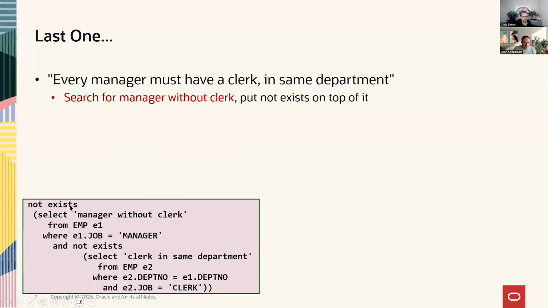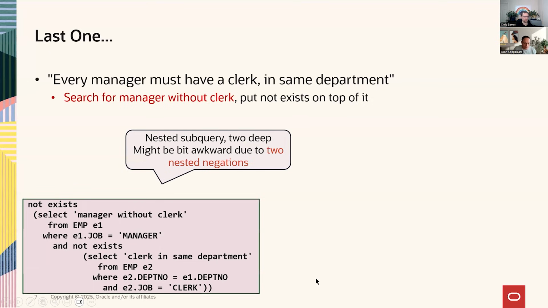Managers without clerks are not allowed to exist because there must always be a clerk, so I'm sticking the top level not exists on top of it. Now this is slightly more complex because of two things. Obviously there's a nested subquery going on, but also you see two negations here, right? I have not exists here and not exists here. And negations are typically more difficult for us to immediately understand. So I'm going to come back to this phenomenon because we will have a solution for this to make it easier as well.